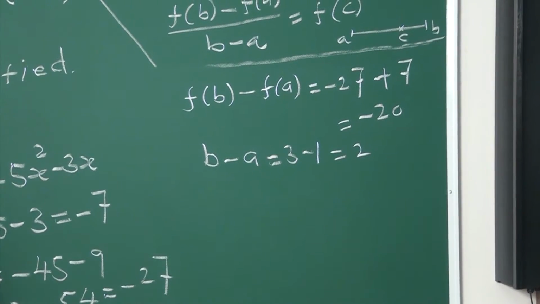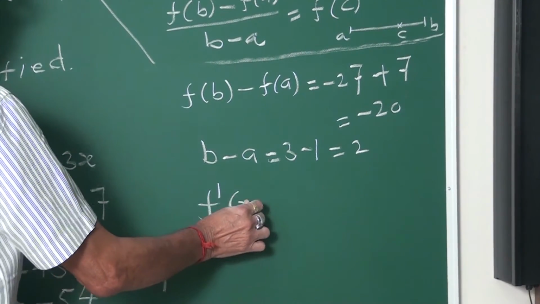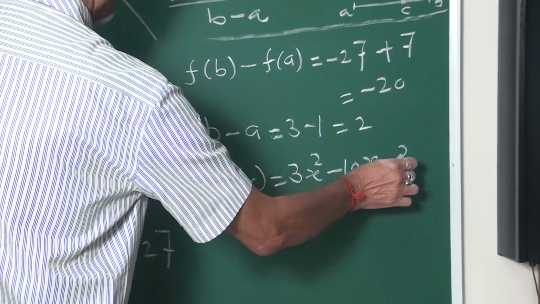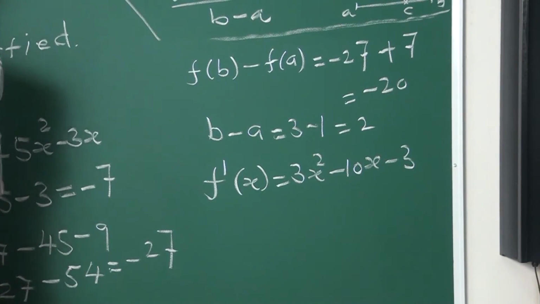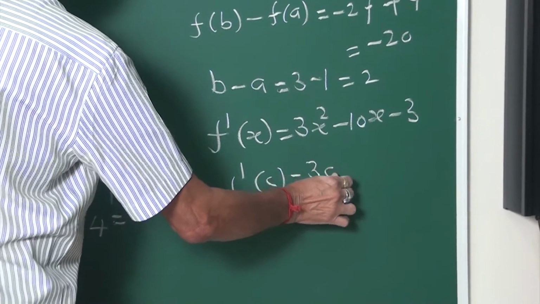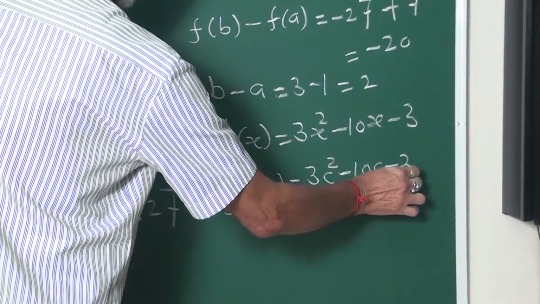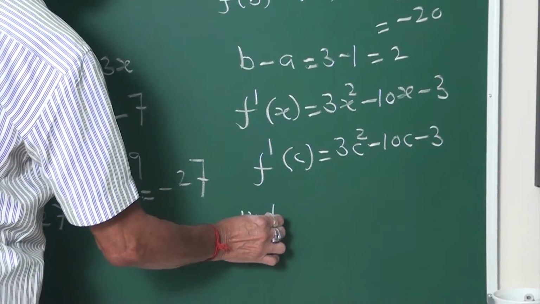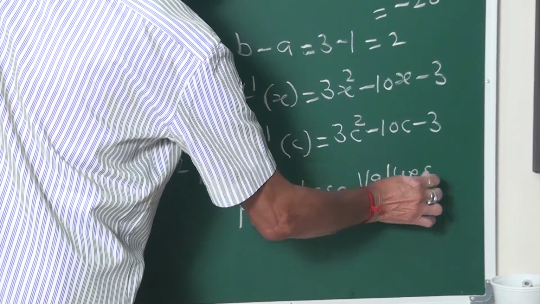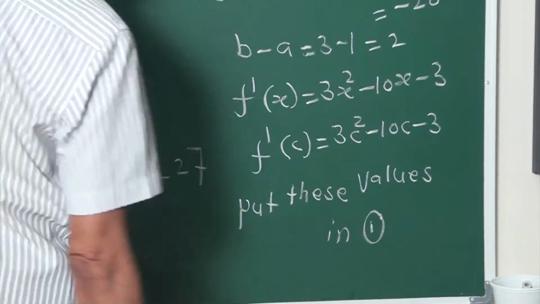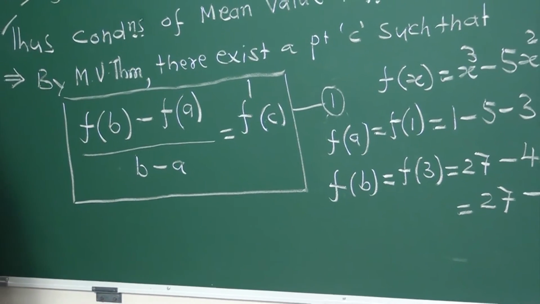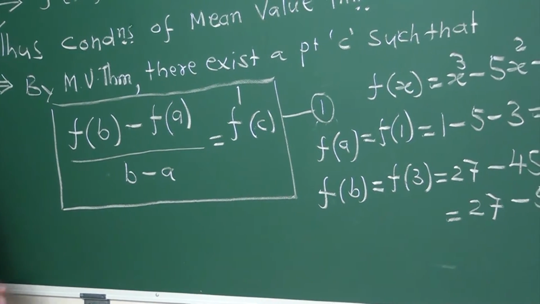Then f dash x is, my friend, 3x square minus 10x minus 3. You wanted f dash c. Replace x by c: 3c square minus 10c minus 3. Substitute these values in the equation. Where is that, my friends? It is here. Then you have to substitute in this.